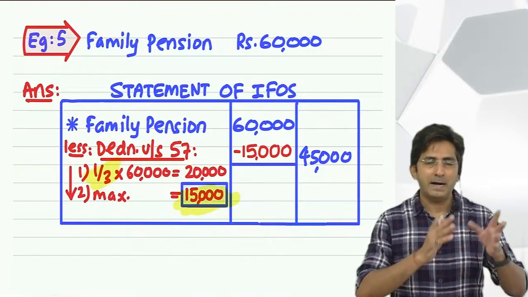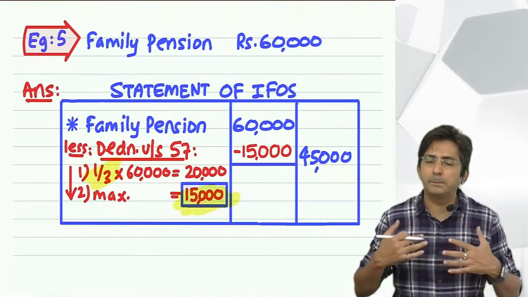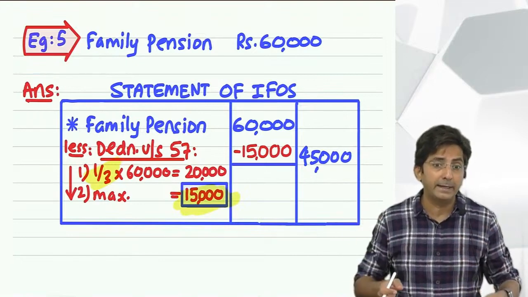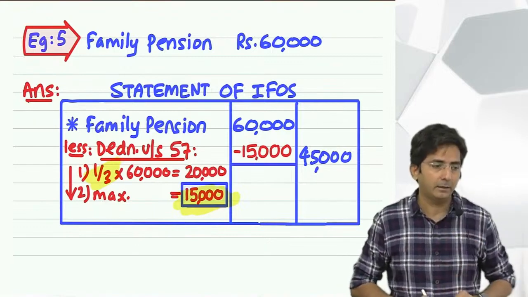Normal. See, if an army employee dies, then the family members get it fully out of sympathy, and they don't have to pay tax. Even if the family members are getting 10 lakhs pension, it is tax free under section 10(19), okay?